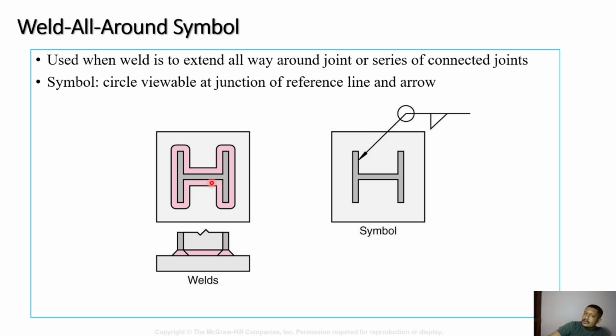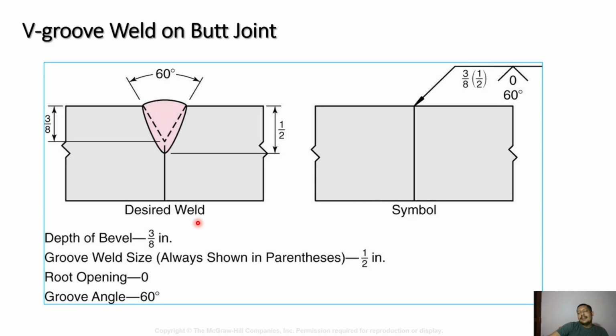So this is the top view of the pictorial drawing. This is how a weld symbol will look. So if a drawing like this is given, you should be in a position to draw the symbol like this, or if a symbol with dimensions is given like this, you should be in a position to convert it into a drawing. So this is called the weld all around symbol. Now if we change from fillet weld to groove weld, you can see over here, the groove angle is 60 degrees. The depth of your bevel is 3 by 8 inches.